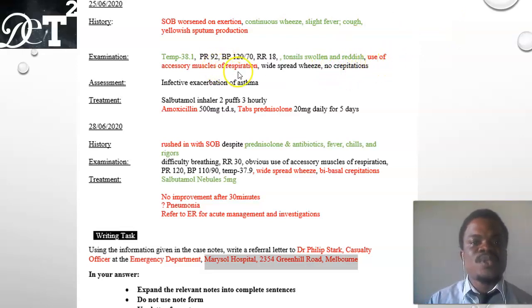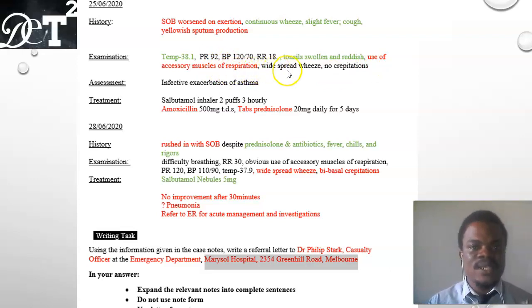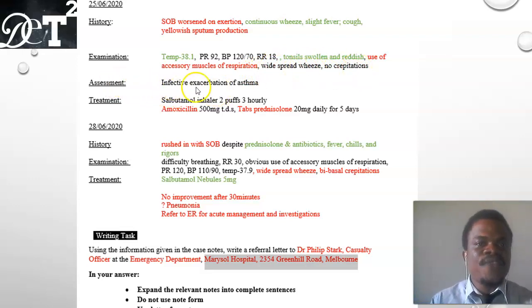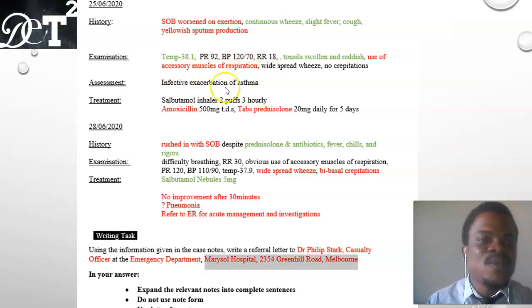Use of accessory muscles of respiration. This patient didn't present with these symptoms before, now is coming down with it. Widespread wheeze, no crepitation, we will not add this. So acute exacerbation of asthma, just like our previous diagnosis, no need repeating it again or saying the previous diagnosis was made again. It's irrelevant.